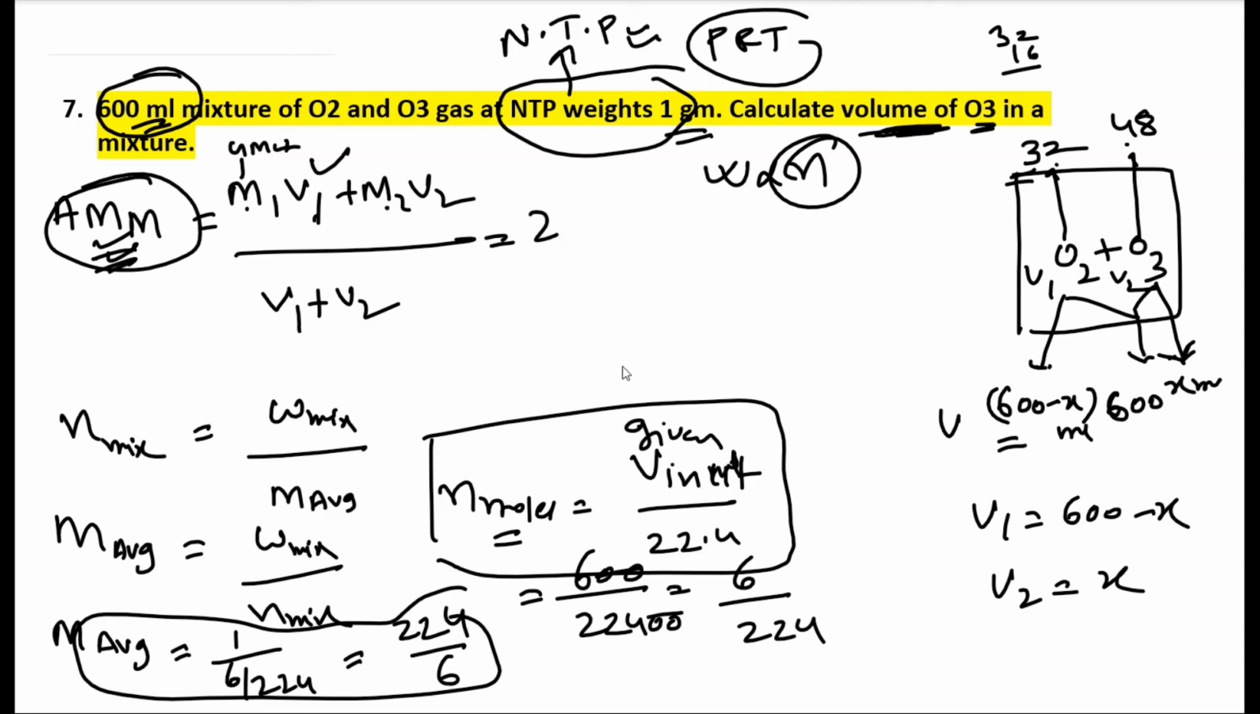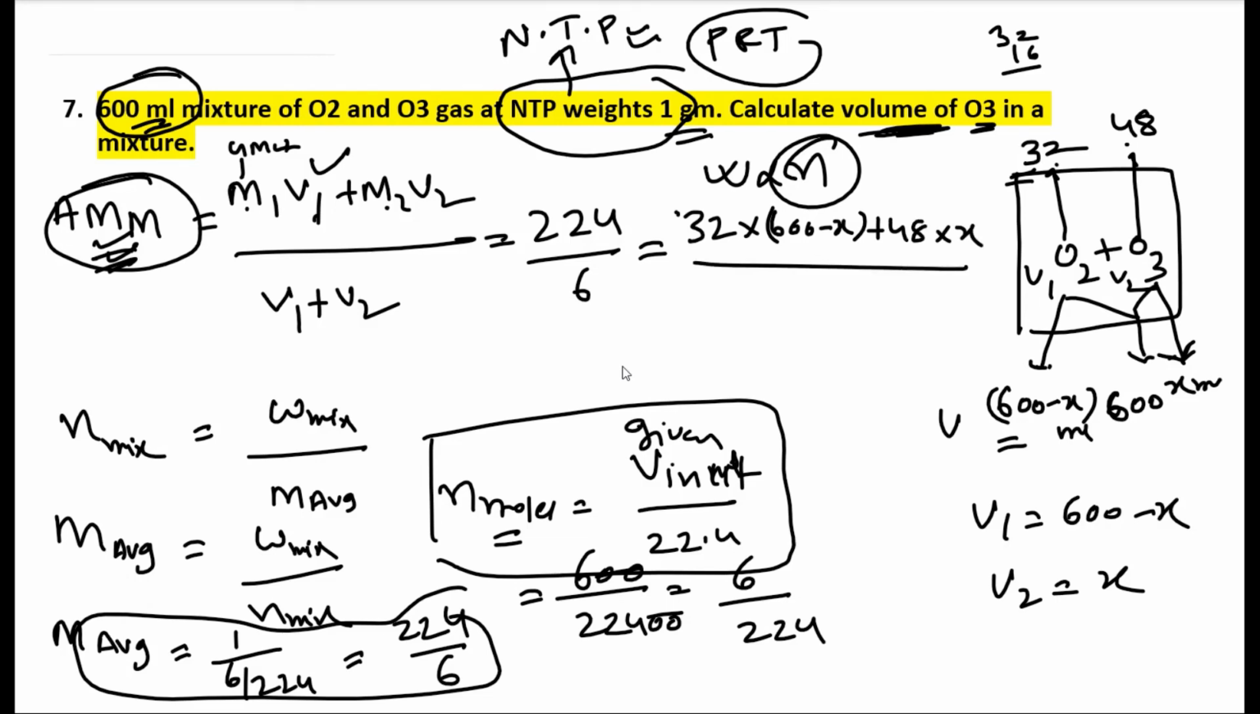What is that M1? It is 32 into V1, which is 600 minus X, plus 48 into X, divided by the total volume. Already you know the total volume is 600. From this, you calculate the X value, and you are going to get 200 ml. That 200 ml is the X value, which is nothing but the O3 volume. So this is the problem, a very simple problem. I hope it is clear and you can understand well.